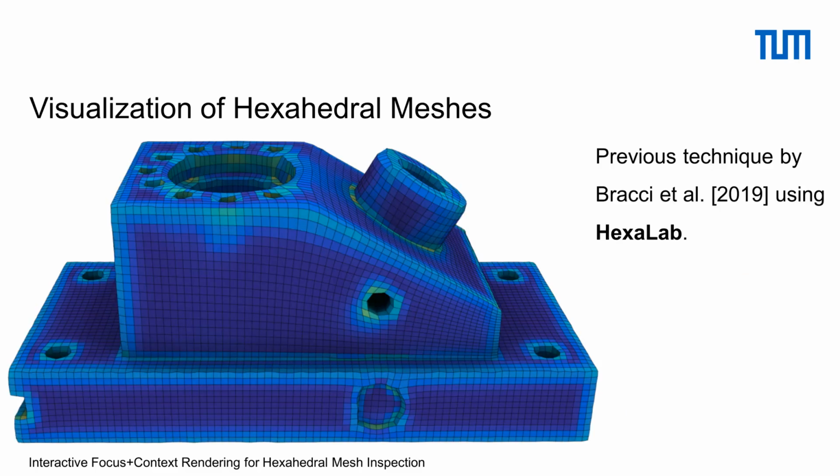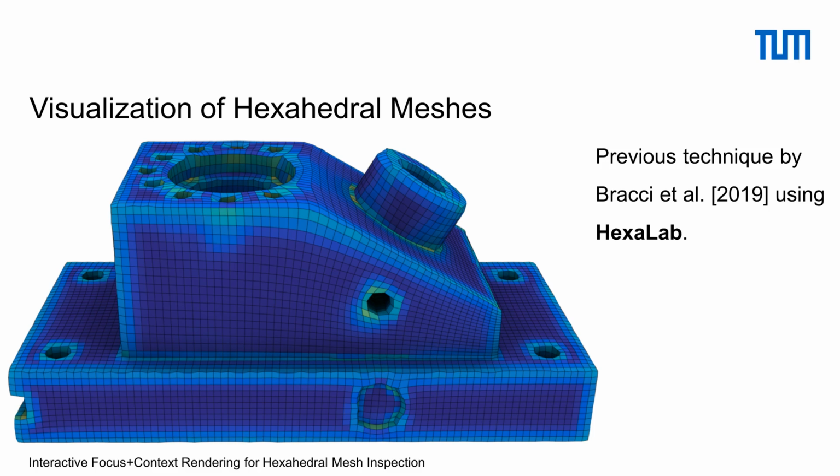In this image, you can see a visualization of a mechanical model visualized using the state-of-the-art hex mesh visualization program Hexalab by Bracci et al. Hexalab visualizes the boundary surface of the hex mesh. Face colors indicate the deformation of the respective cells. This type of visualization has the problem that the interior of the object is occluded by the opaque boundary surface.